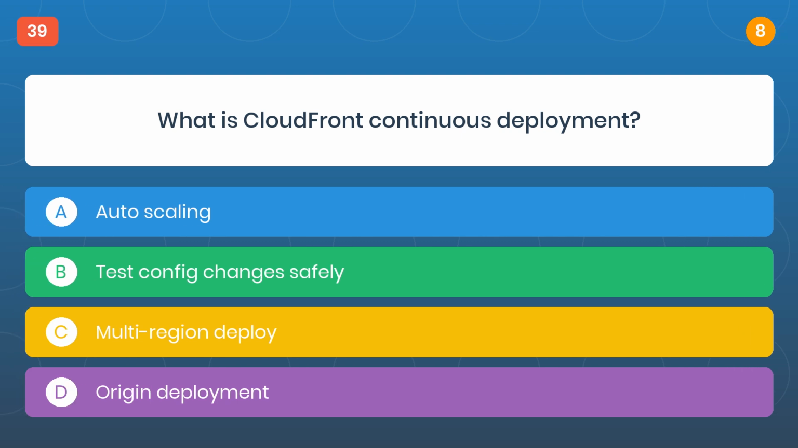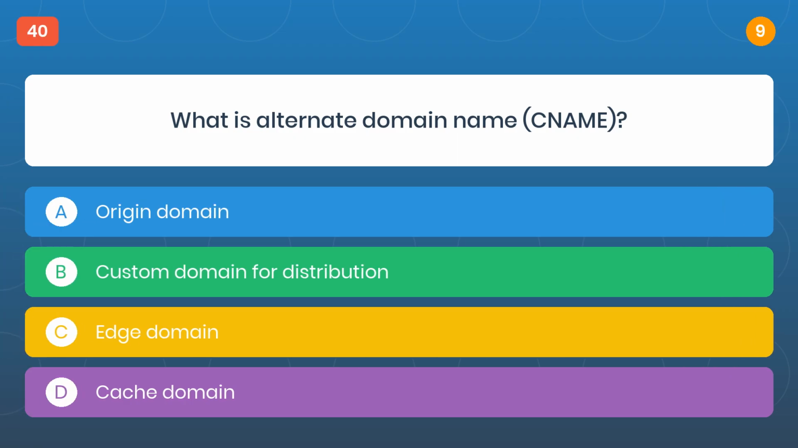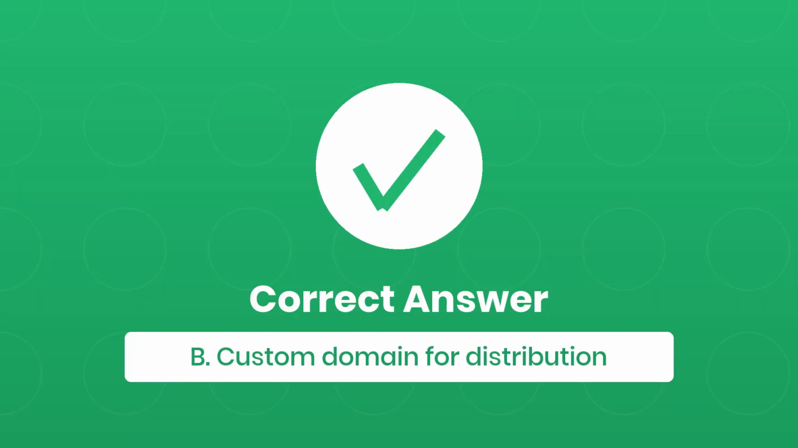Question 39. What is CloudFront continuous deployment? The correct answer is B, test config changes safely. Question 40. What is alternate domain name, CNAME? The correct answer is B, custom domain for distribution.